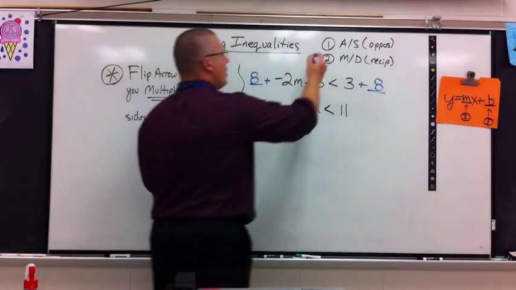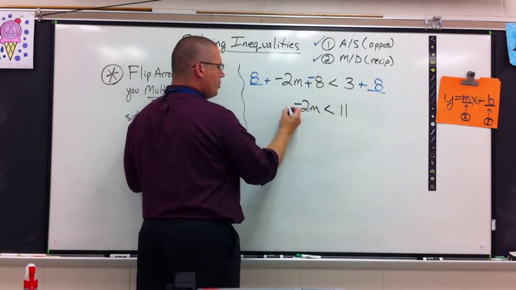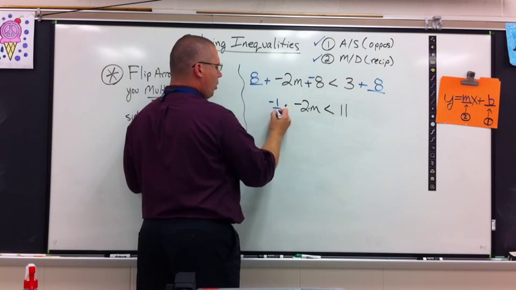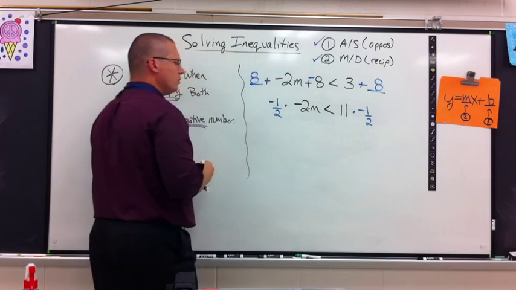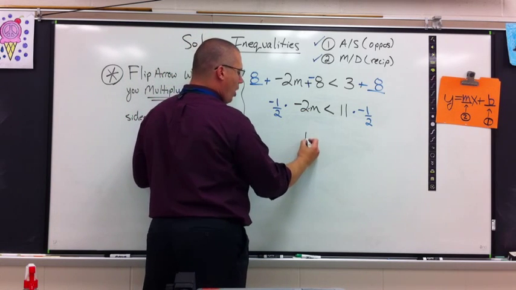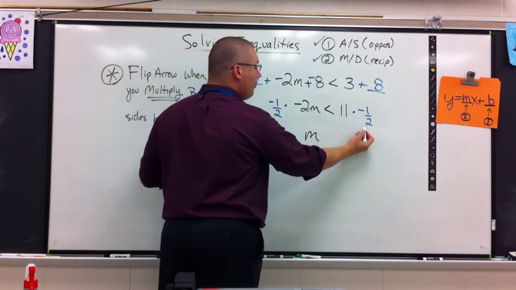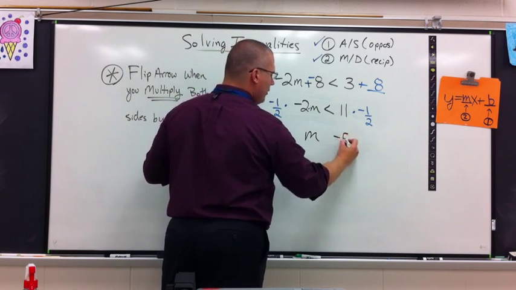Next up, took care of add, subtract. Next up is multiply, divide. What is the reciprocal of negative 2? Negative 1 over 2. Negative 1/2 times negative 2 is 1. I'm left with m. On this half, negative half times 11 is negative 5.5.